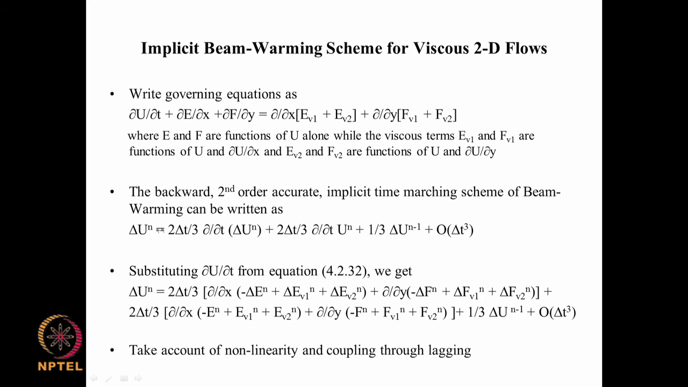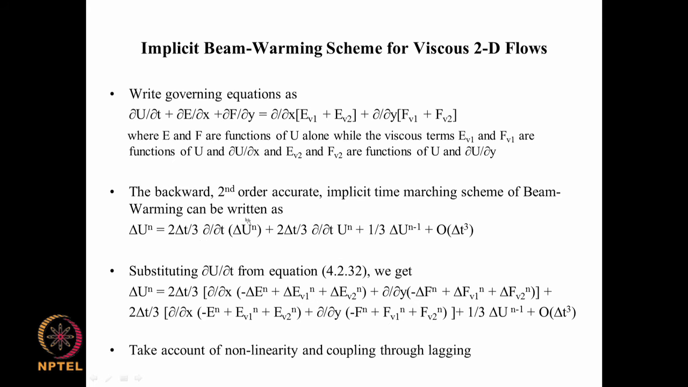This is essentially the time marching method. What we mean by this is you are evaluating delta u n, which is u i n plus 1 minus u i n. So you are going from u i n to u i n plus 1, marching forward in time, and this is evaluated in the Beam-Warming method using a third order approximation which we have derived earlier for the one dimensional case.